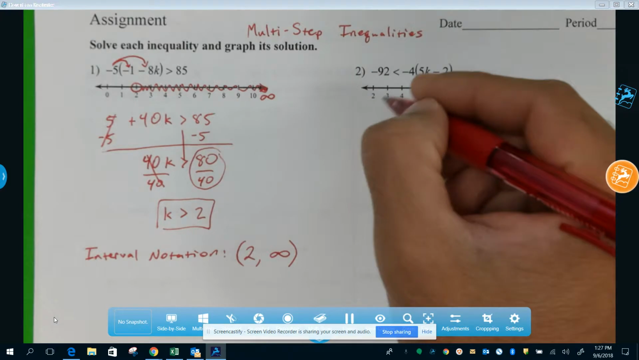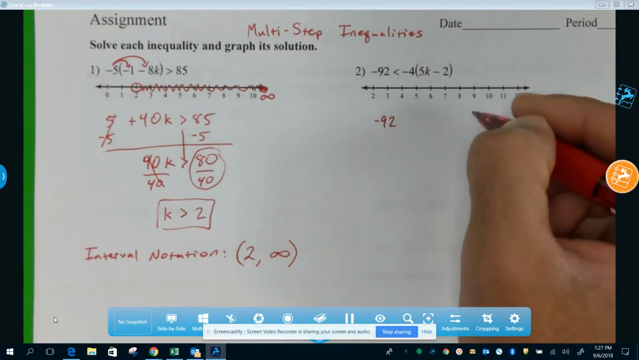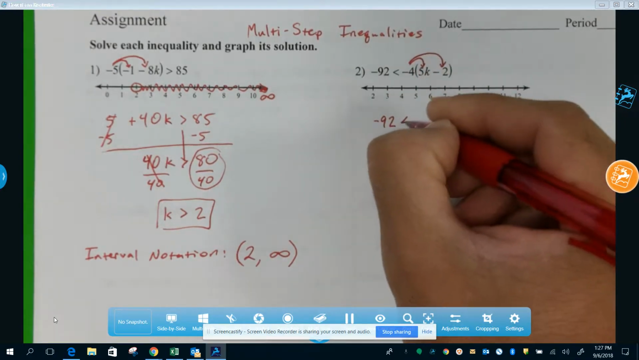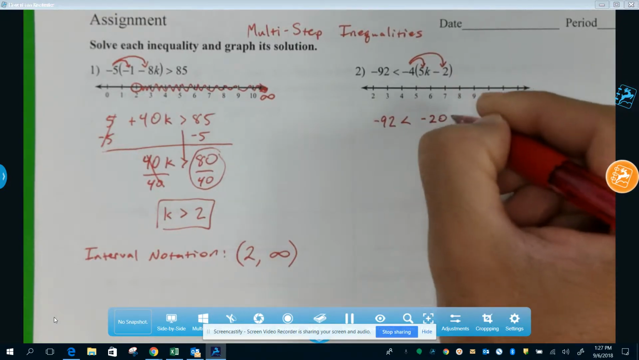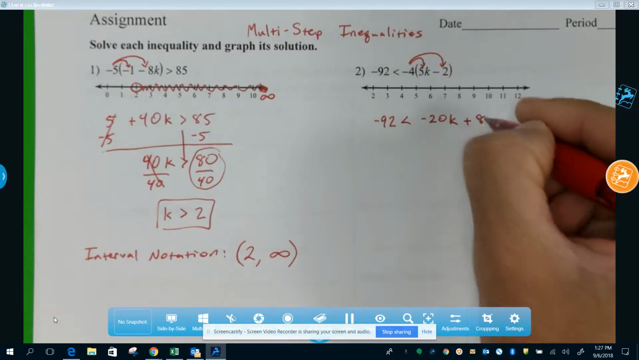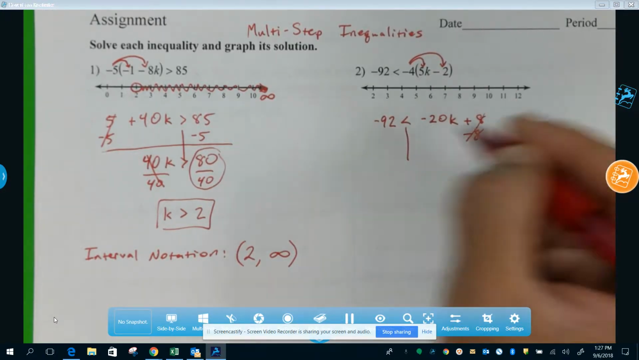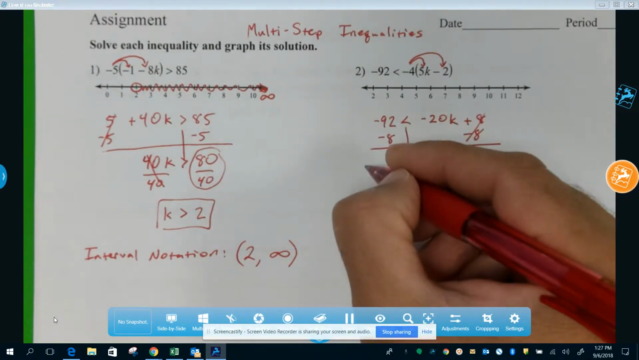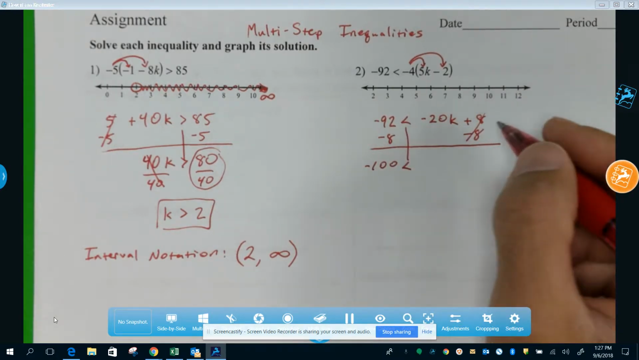All right, another example. Over here we've got -92 on the left, and we're going to distribute our -4 this time. Make sure you distribute the -4 to everything inside the parenthesis. -4 times 5k gives me -20k. -4 times -2, positive 8. All right, so we're trying to get the k by itself. So we're going to subtract 8, so we can get that k alone. -92 minus 8 more, -100. We subtracted, so we're not flipping our sign.